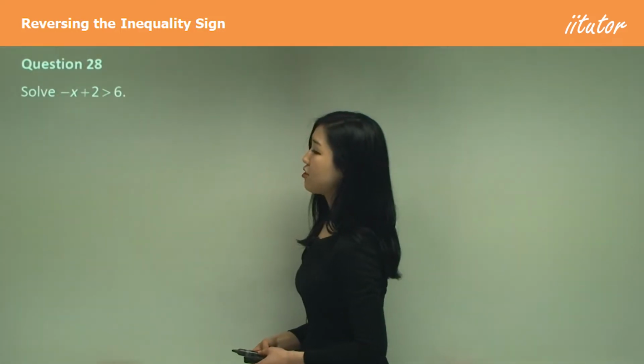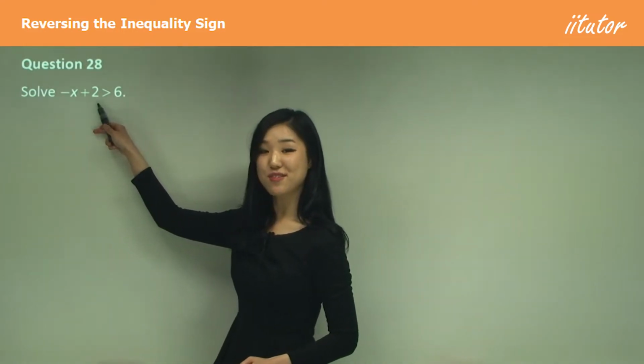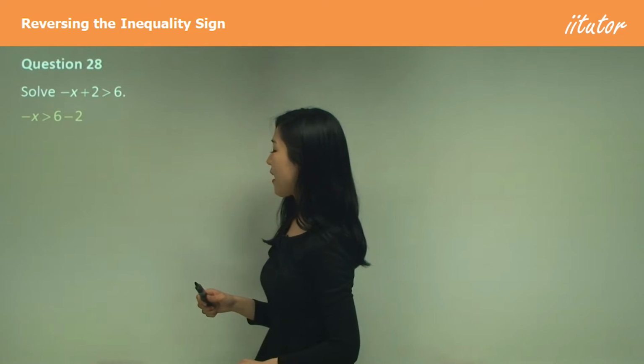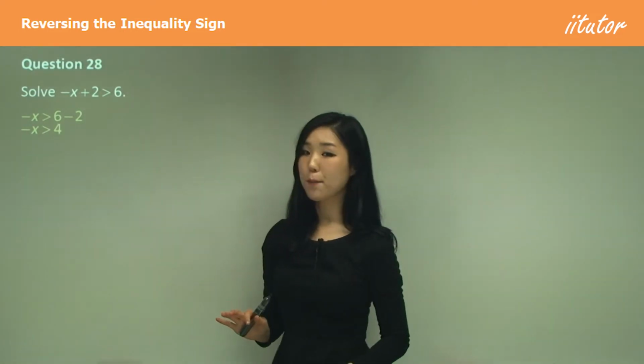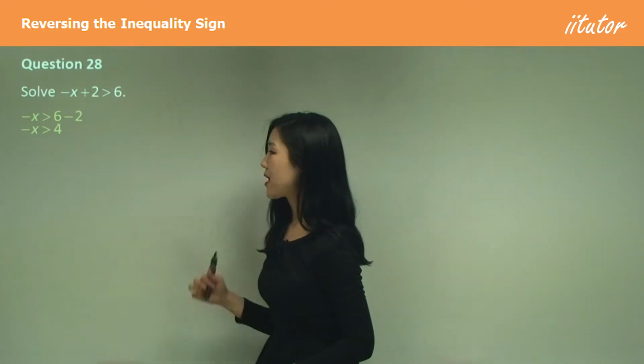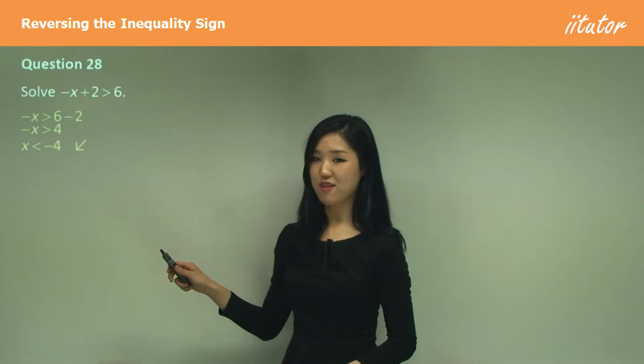So 28, I'll do the same kind of thing, but first of all, I should move the 2 over. So move the 2 over by subtracting it. So 6 minus 2 is 4, but I don't want negative x. I make it positive x and make it negative 4 by switching the sign over.